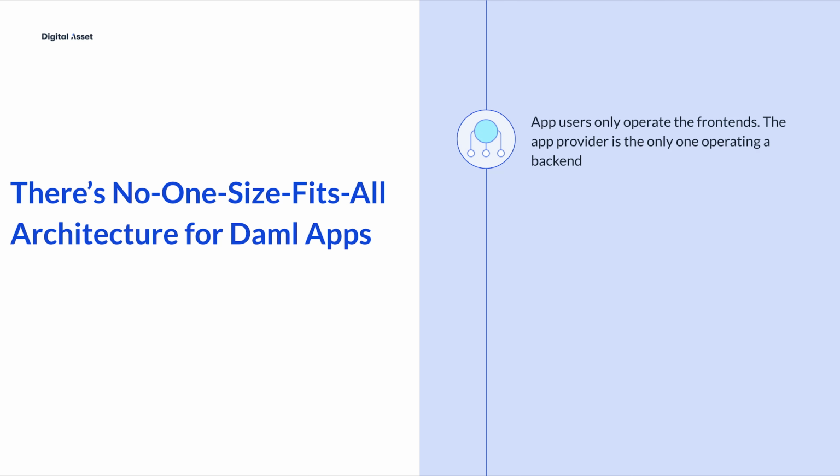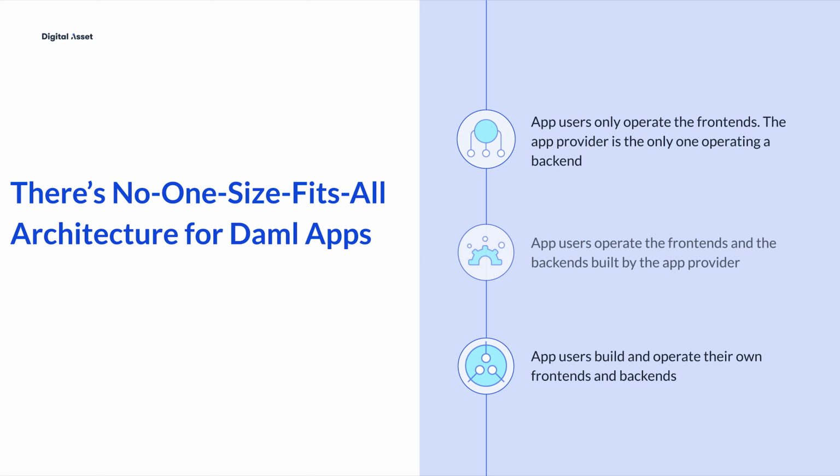The first is the architecture with the fewest components to build, where app users only operate the front ends, and only the app provider operates the backend. On the opposite end of the spectrum lies the most flexible architecture, where each organization builds and operates its own front end and backend. And in between these two architectures, we'll consider the one where the app users operate the front ends and the backends built for them by the app provider.